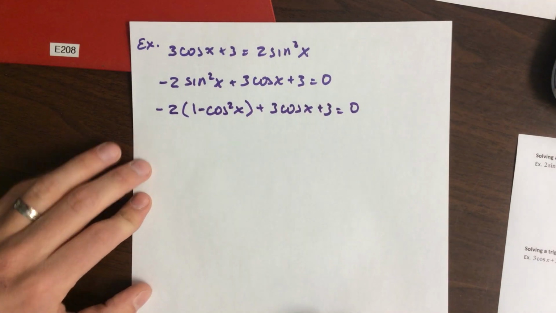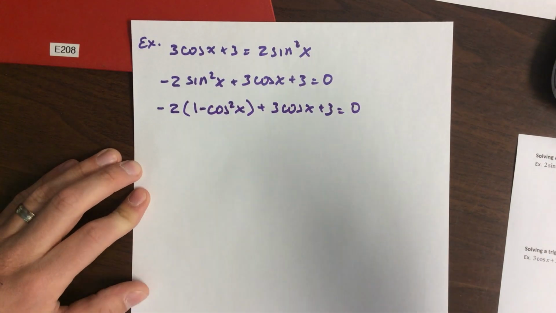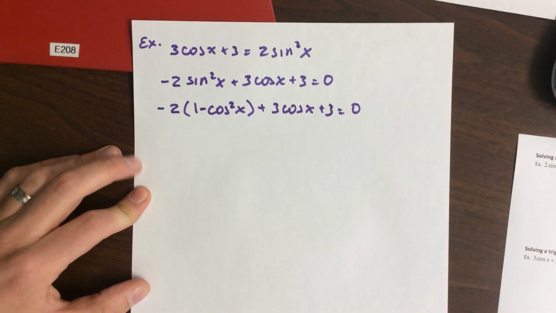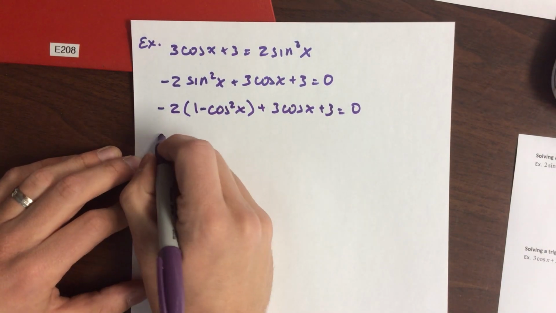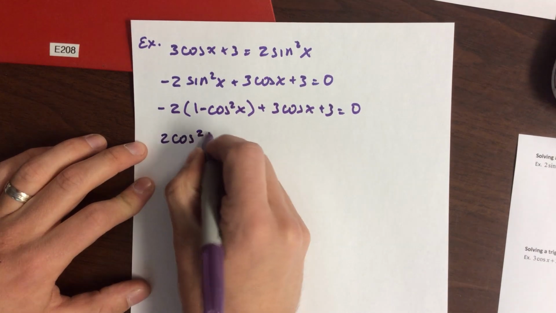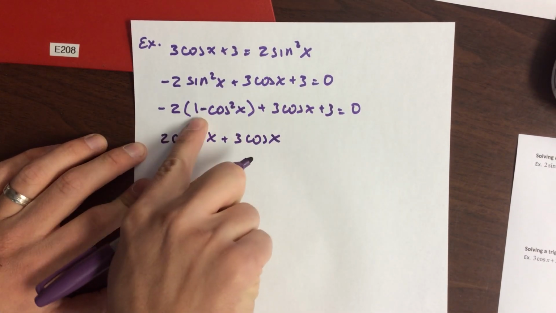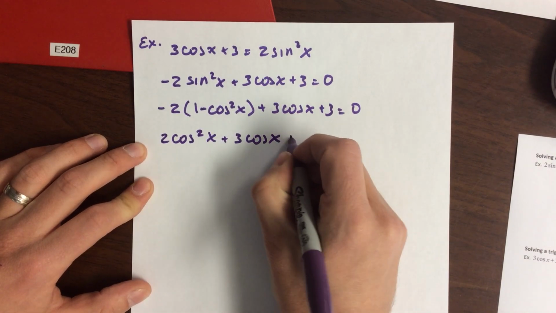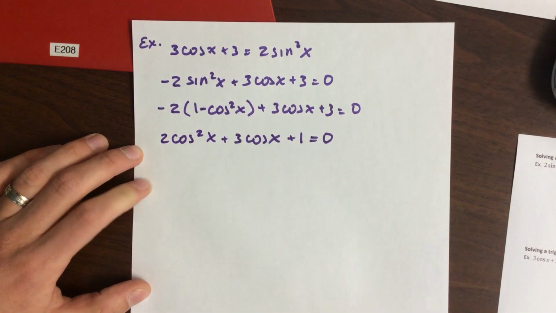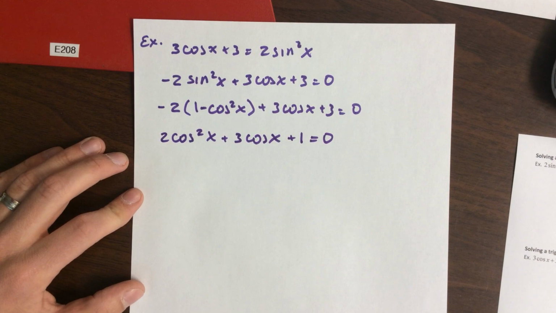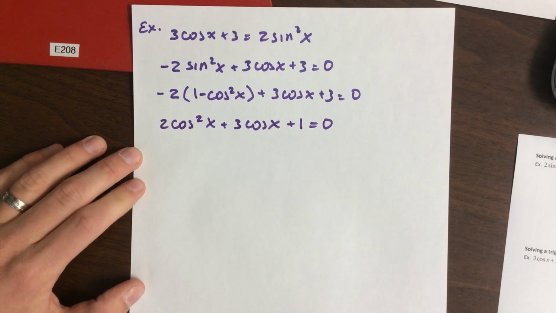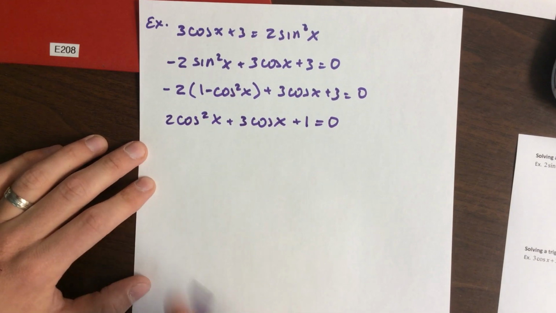So we get everything in terms of one function, and sometimes we can use our algebra skills or arithmetic skills or techniques. That gets us 2 cosine squared plus 3 cosine x. There's negative 2 plus 3. That's going to be plus 1 equals 0. We can factor that.